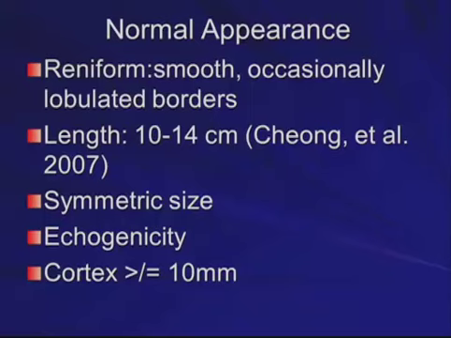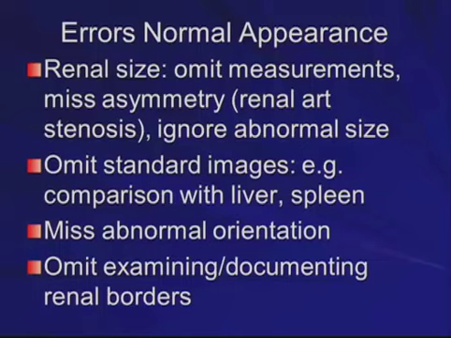Well, the normal appearance of the kidney is generally something that all sonographers and all radiologists are very well familiar with. That is, it's a reniform object, it's between 10 to 14 centimeters in length. The kidney should be symmetric in size with medium echogenicity and a cortex greater than or equal to 10 millimeters. So how do we make errors in appearance? Well, sometimes the kidneys are normal appearing to us, but in fact they're really abnormal.